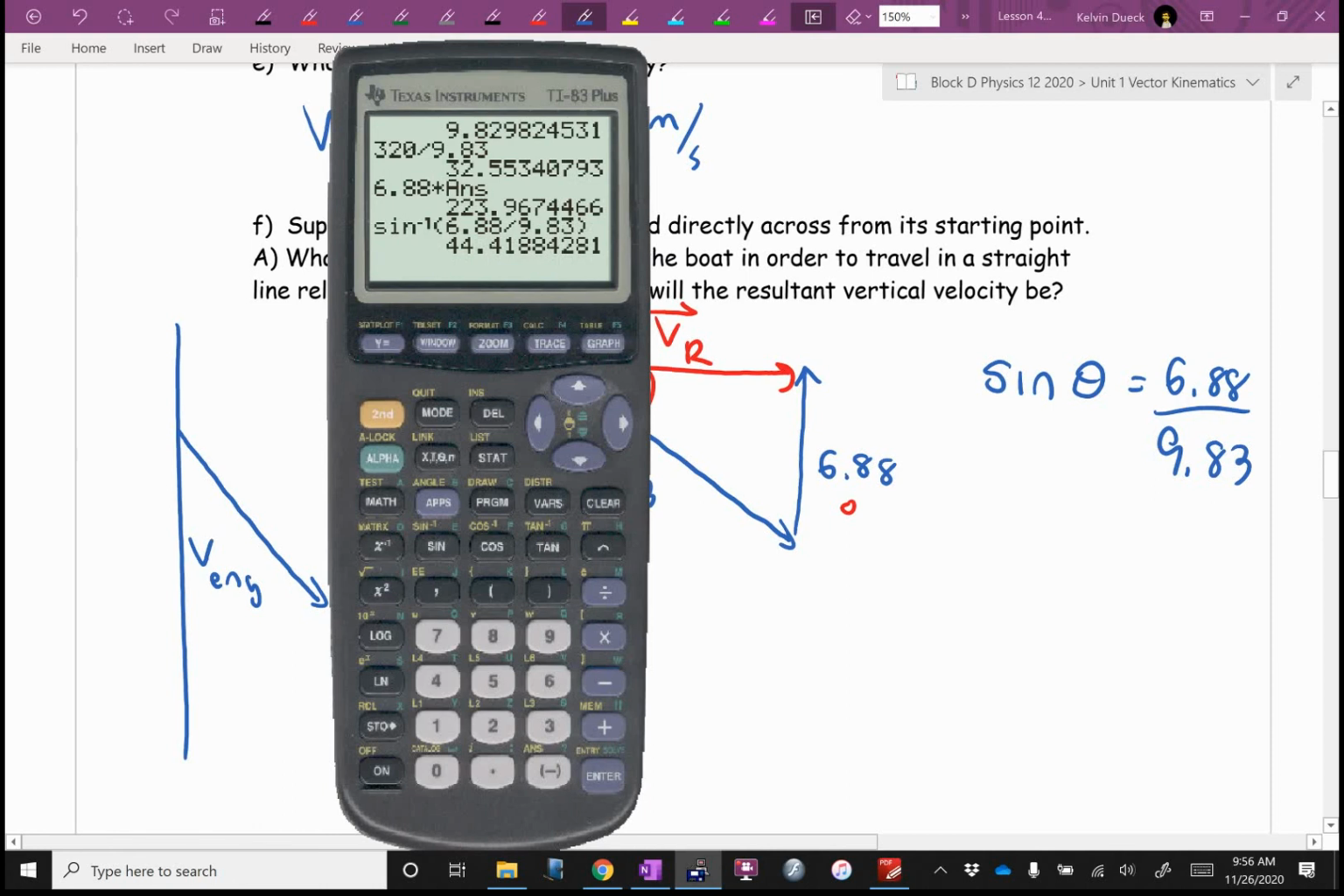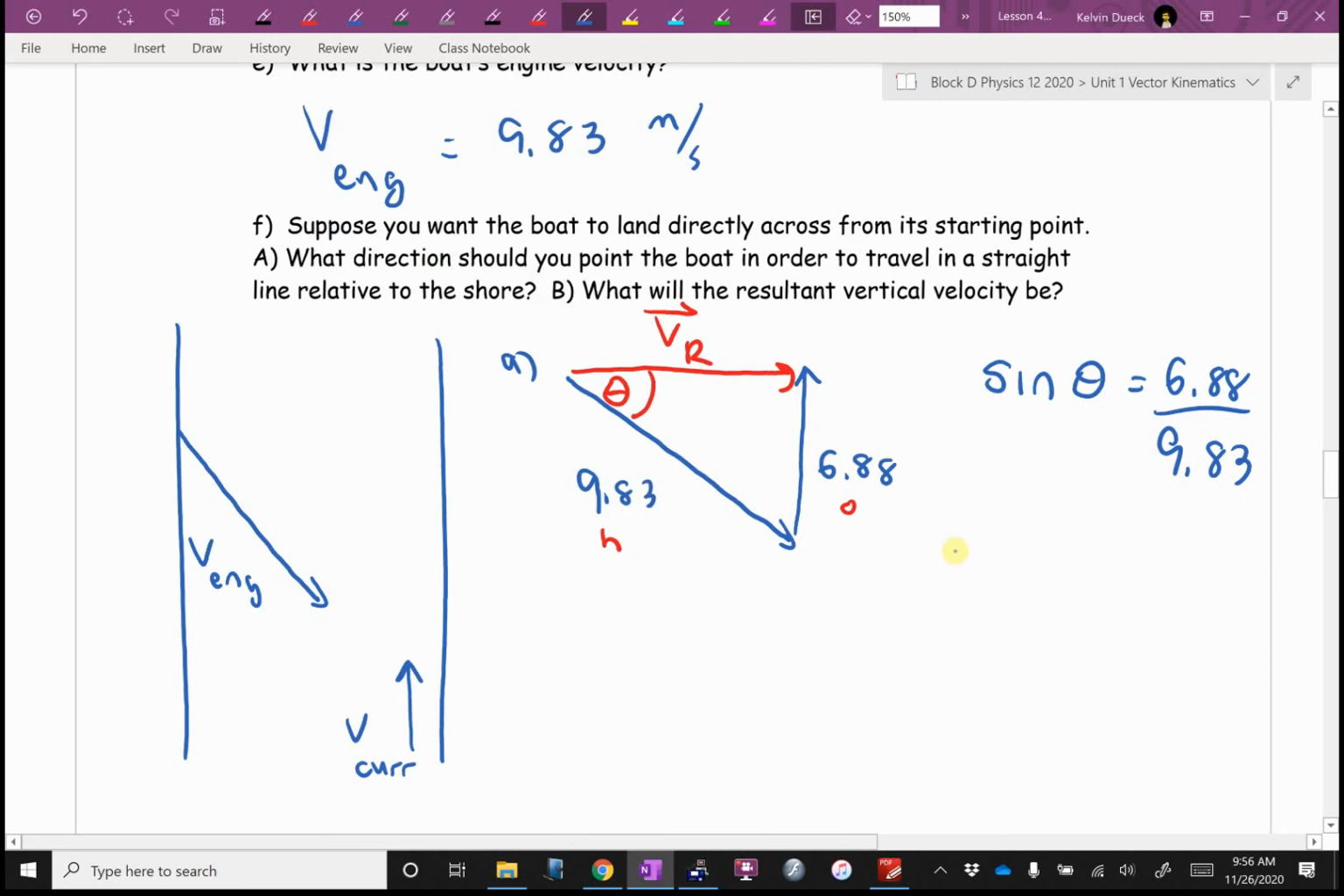44.4, almost a 45-degree angle, but not quite. Theta equals 44.4 degrees north of south, east of west. What of what? South of east? Yeah.